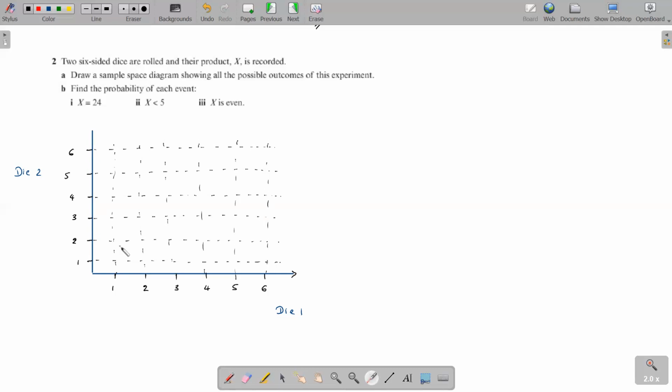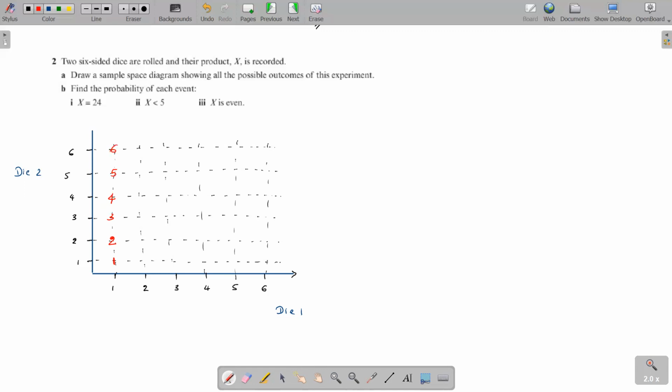In this case, dice 1 has given outcome 1, dice 2 has given outcome 1. So basically you're supposed to get the product. Product means 1 times 1, so the x outcome is 1. Here dice 1 is giving 1, dice 2 is giving 2. So 1 times 2, the x value that we record is 2. The next one, 1 times 3 is 3, 1 times 4 is 4, 1 times 5 is 5, 1 times 6 is 6.